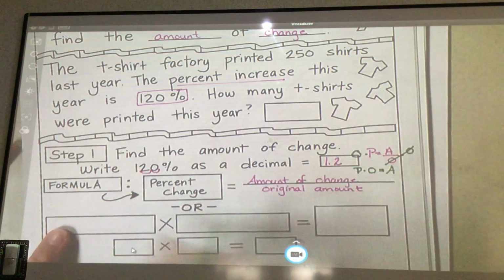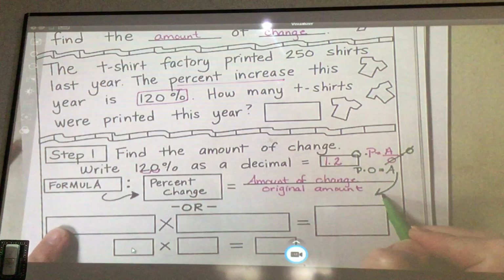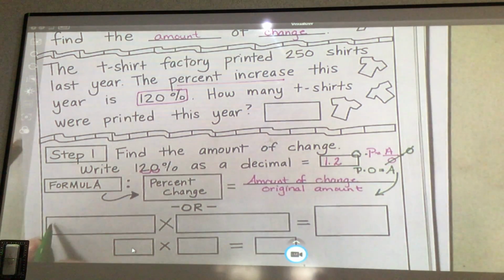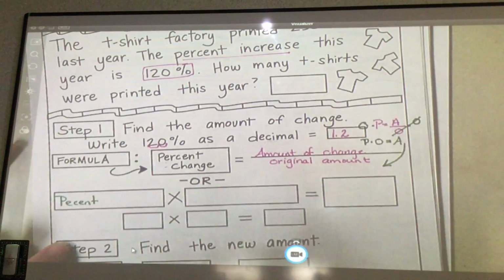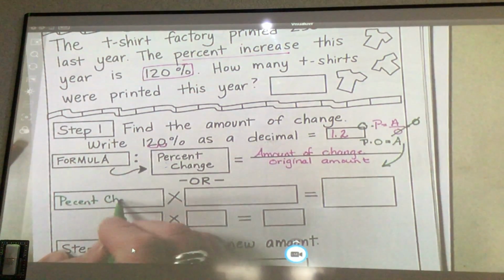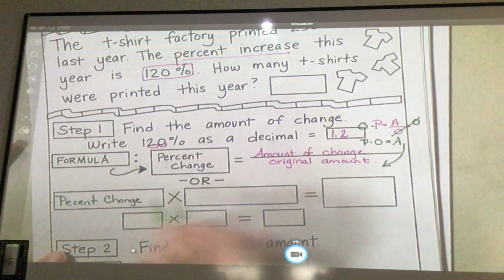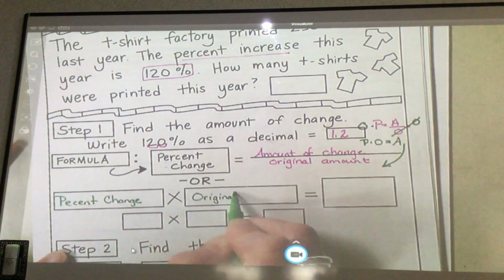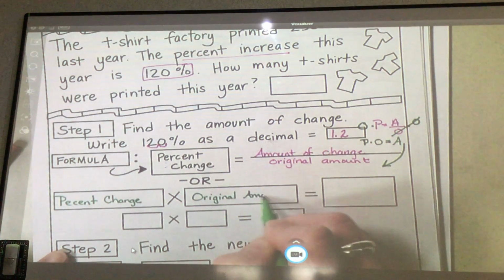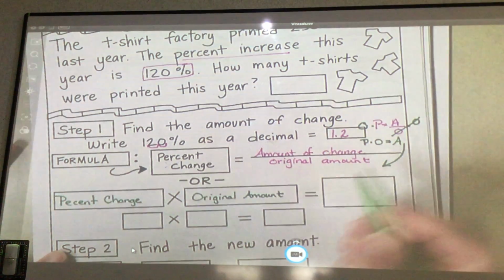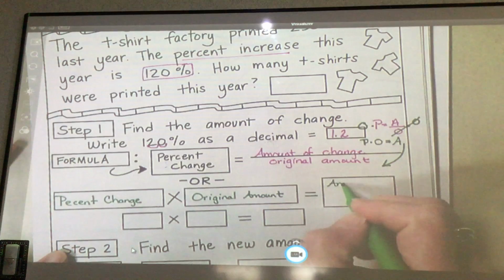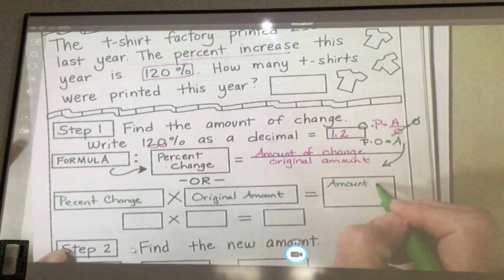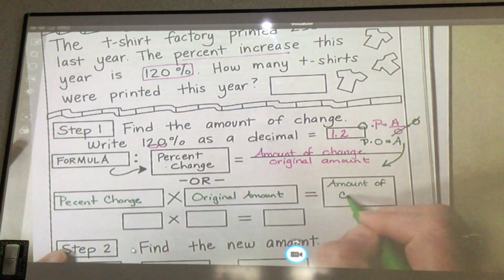So that's what it's kind of saying down here. So percent change times original amount will equal the amount of change.